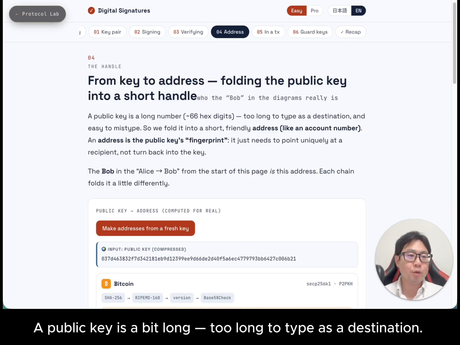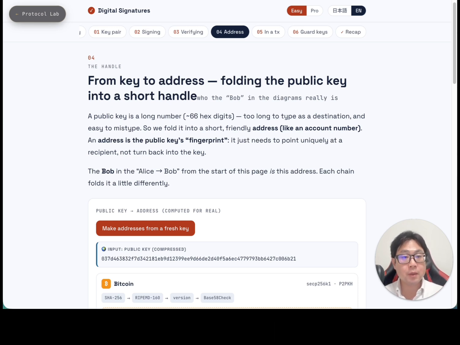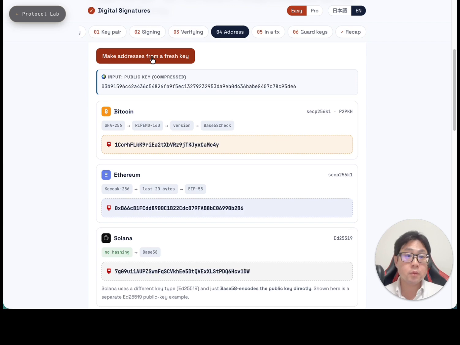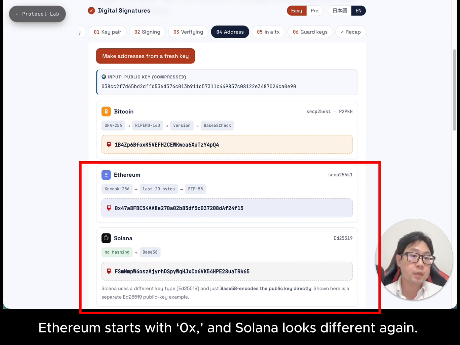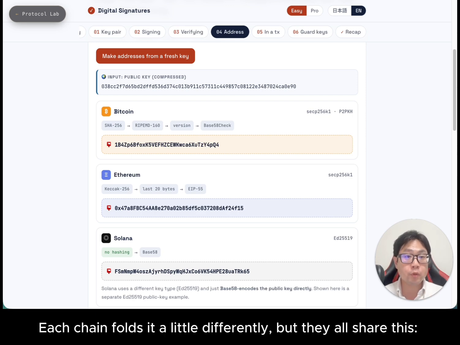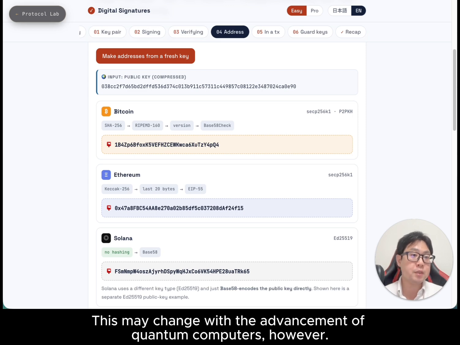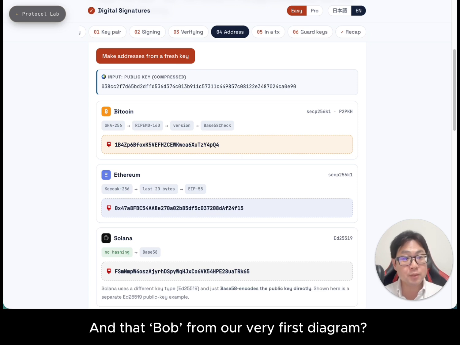A public key is a bit long, too long to type as a destination, so we fold it down into an address, basically an account number. Then let's generate some. Like this. From the same key, Bitcoin gives an address starting with 1, and Ethereum starts with 0x, and so on, each looking different. Each chain folds it a little differently, but they all share this: an address is safe to share and you can't get the key back from it. But this may change with the advancement of quantum computers, however. And that brings us back to our very first diagram. This address is who Bob really was.